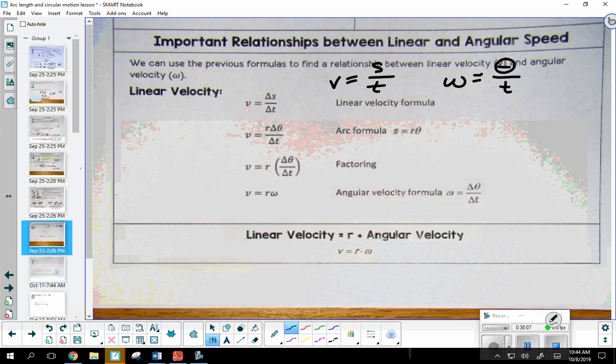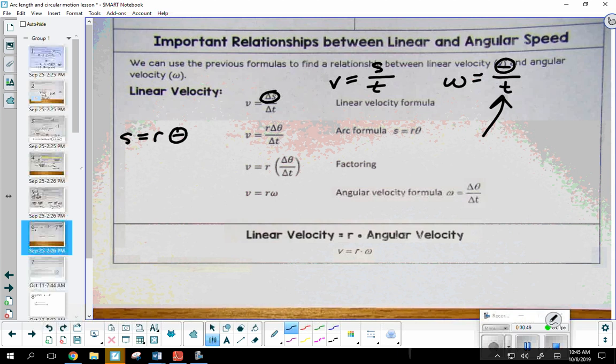Okay? So I've got V is equal to S divided by T, right? Well, now I've got V equals R theta divided by T. What'd they do? Like, how do we know that S equals R times theta? The formula for what? Arc length. Remember, that's what we were talking about yesterday. We had S is equal to R theta. So all I did was replace this S with the R theta. Okay. Then in the next step, you pull the R out. Well, you've got theta divided by T. Does theta over T look familiar?